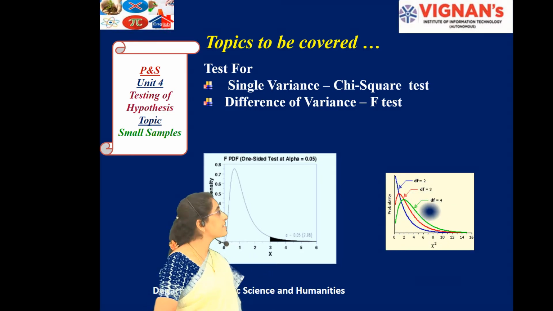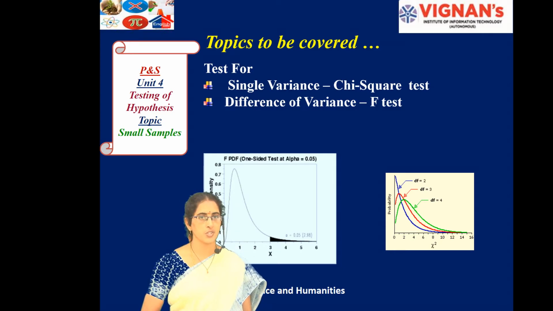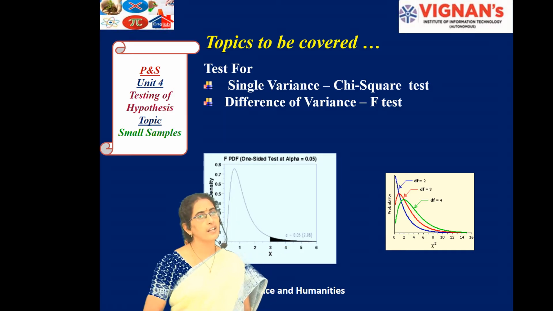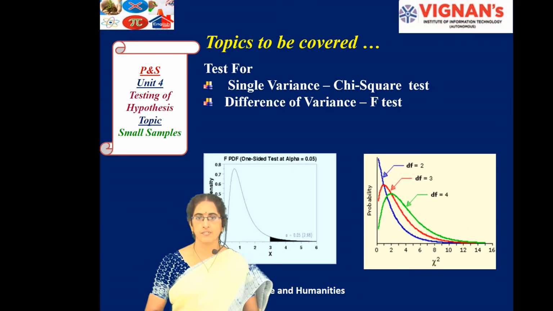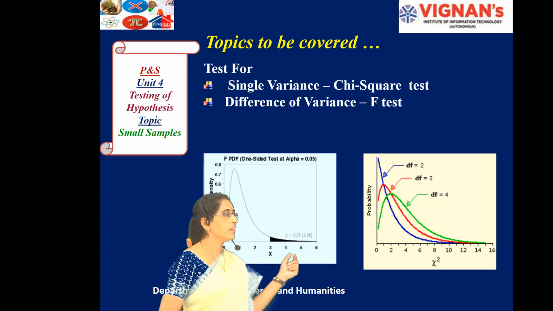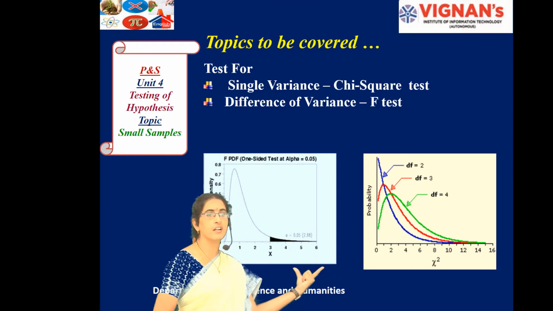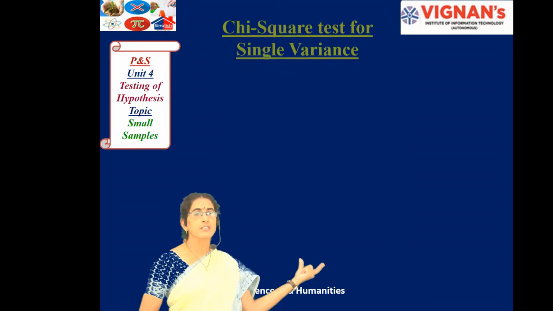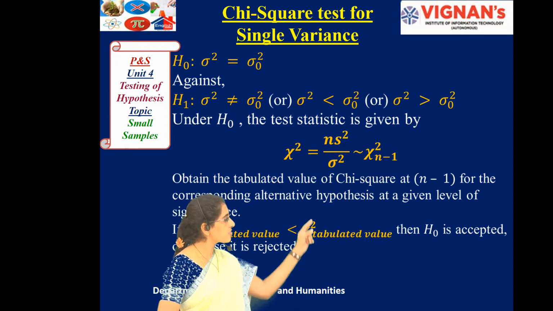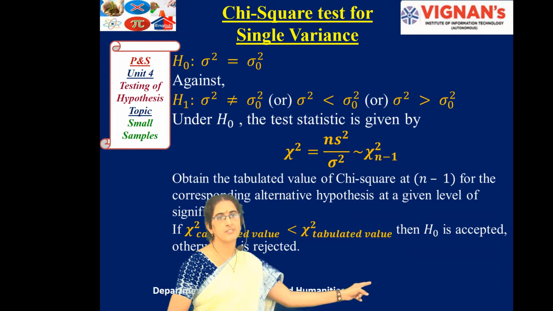The chi-square test and F test are related to the normal distribution. The chi-square distribution is defined from 0 to infinity, and the F distribution is also defined from 0 to infinity. That's why you can see the tendency of the graph. Here the F distribution is right tailed, so you are observing the right tail. Similarly, the chi-square distribution is also defined from 0 to infinity.